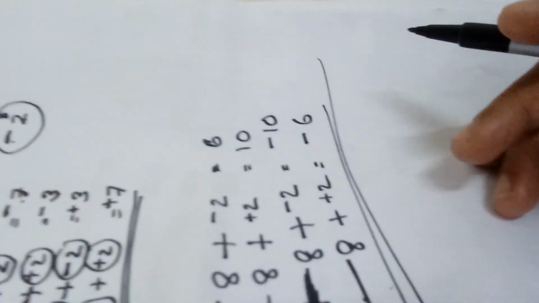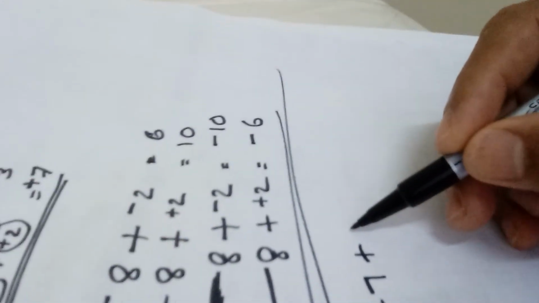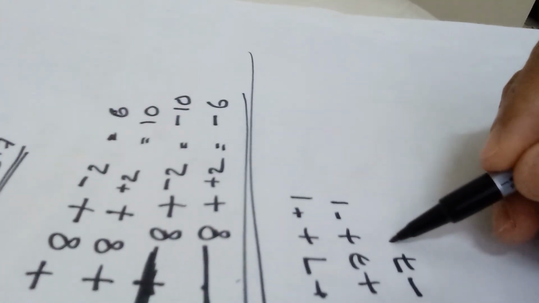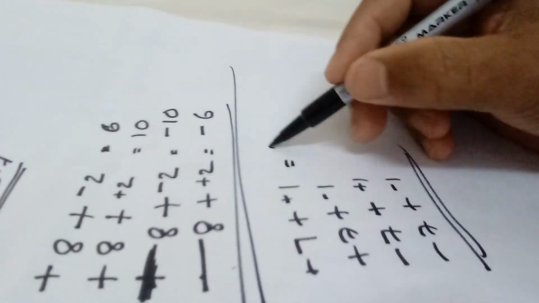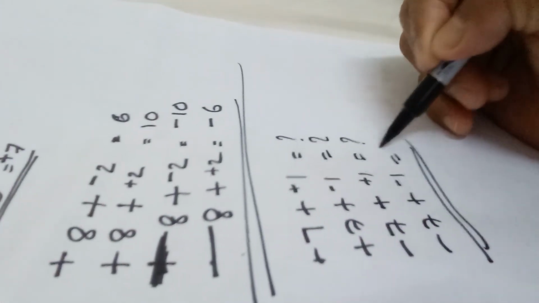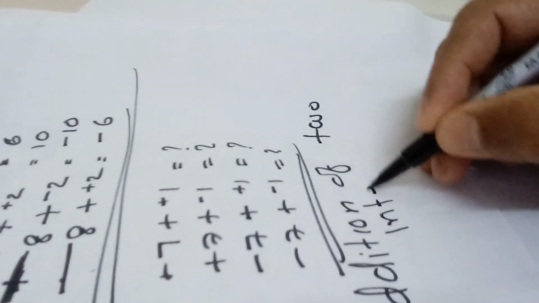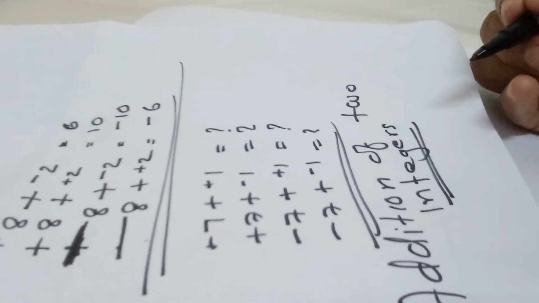Now you do another example yourself: plus 7 add plus 1, plus 7 add minus 1, minus 7 add plus 1, minus 7 add minus 1. Okay, do it yourself. This is the addition of two integers.